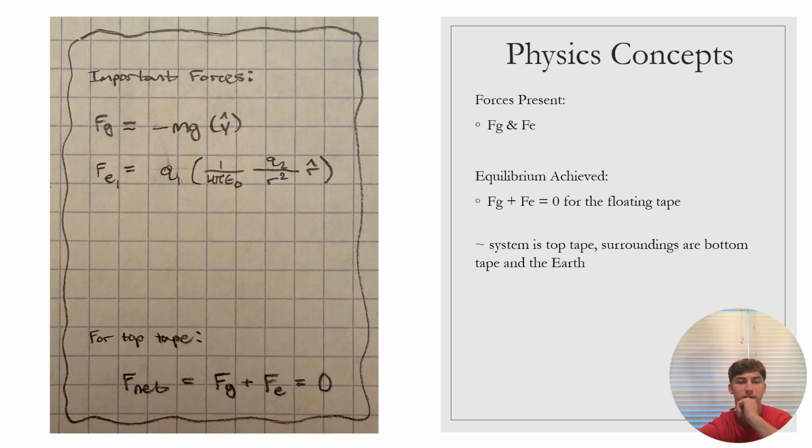The force of gravitation is always in the negative y-hat direction, and it's just comprised of the mass of the object and the gravitational constant, whereas the electric force takes into account the charges of both objects interacting as well as the distance and directionality between the two of them. So in the situation I'll describe for our experiment, our top tape has both the gravitational force and force of electricity, which should cancel out to be zero, which allows it to hover.